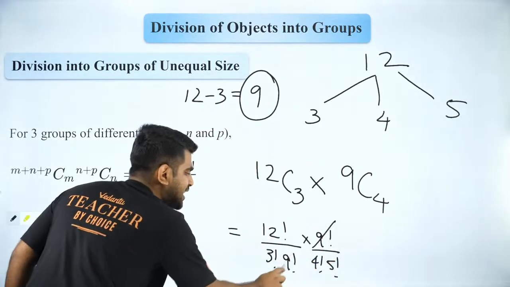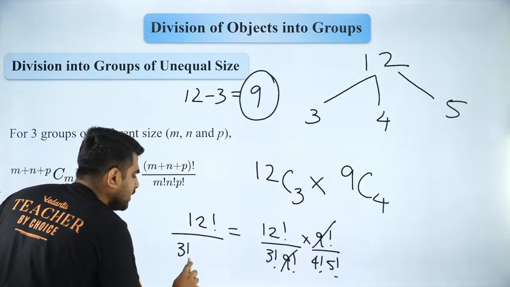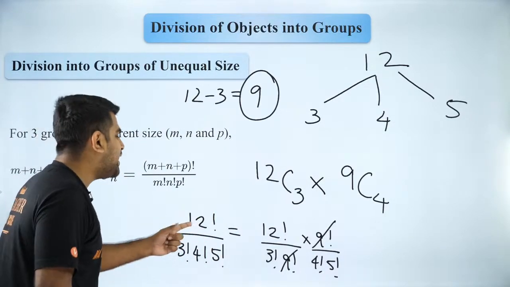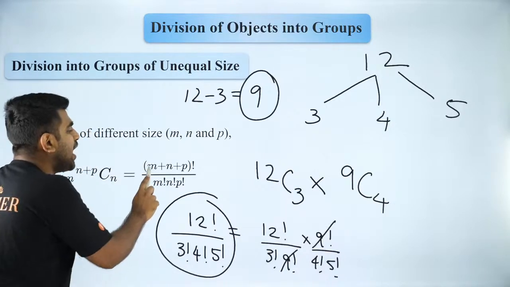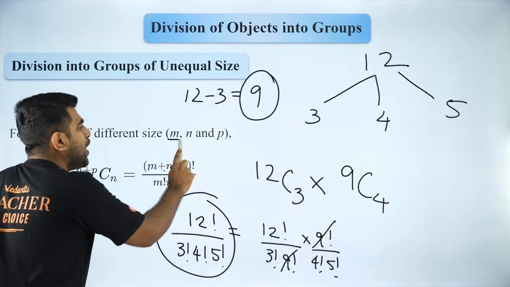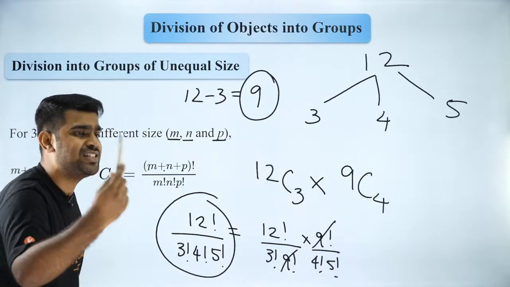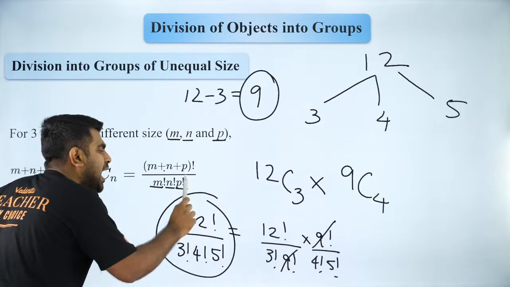So 9 factorial will get cancelled. So it is basically 12 factorial by 3 factorial, 4 factorial, 5 factorial. So that is very easy. So if you have n objects, or if you have m plus n plus p objects, and if you want to divide into m, n and p groups, each of unequal size, then you just divide it by m factorial, n factorial and p factorial.